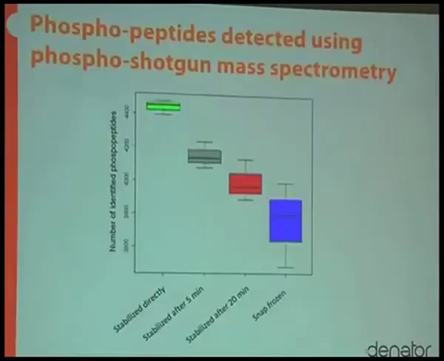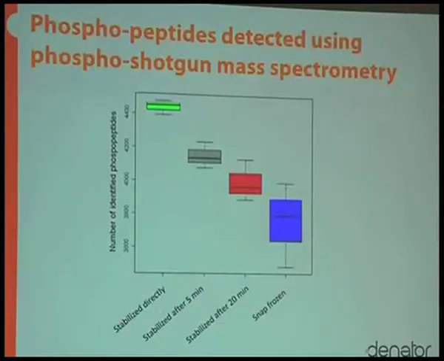So moving on from the peptides to protein phosphorylations. This is a phosphoshotgun, so a bottom-up approach. The sample is extracted in 8 molar urea, digested with trypsin, and then titanium dioxide is used to enrich phosphorylated peptides.